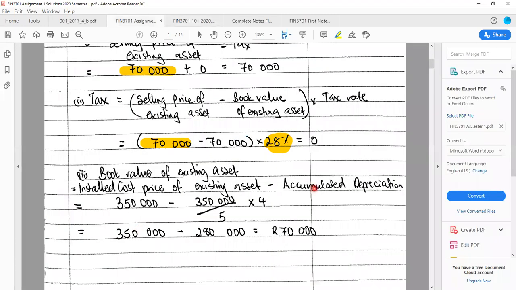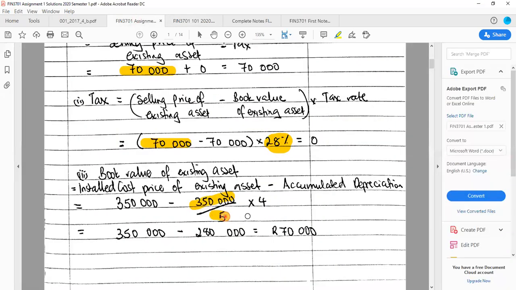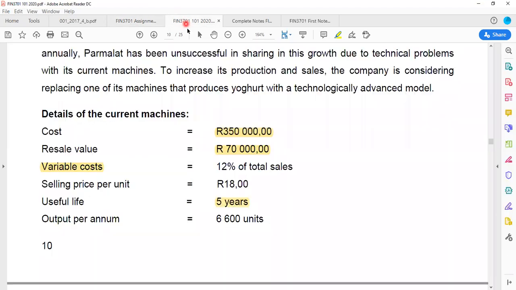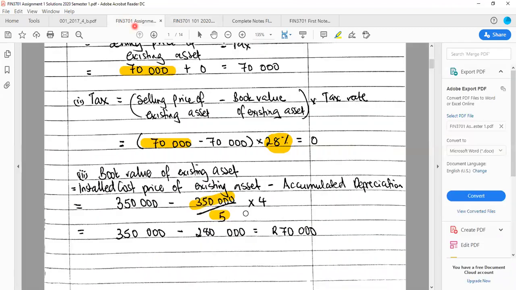And then our accumulated depreciation is the installed cost of the existing asset, which is 350, divided by the useful life of the existing asset, which is 5 years, multiplied by the age of the existing asset. We were told the machine was purchased 4 years ago, so multiplied by 4. So it's 350 minus 350 over 5 multiplied by 4. That will give us the accumulated depreciation. This part is the accumulated depreciation. So I calculated the accumulated depreciation is 280.